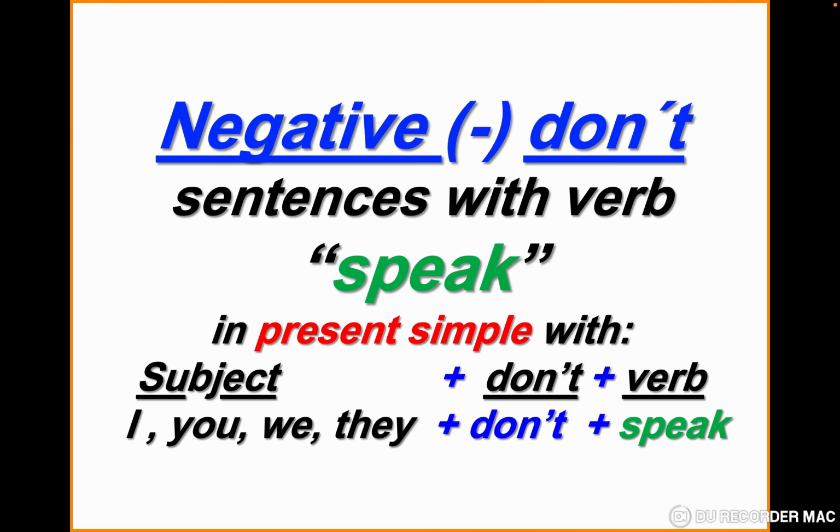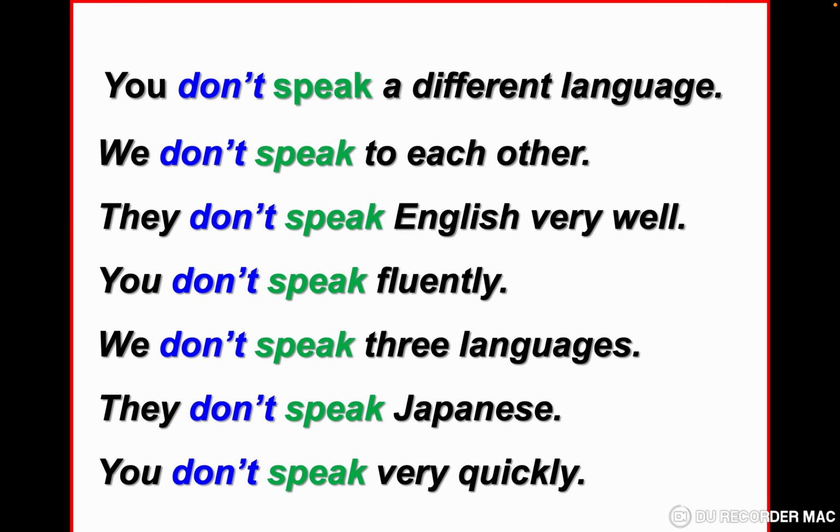Let's see the negative form. You don't speak a different language. We don't speak to each other. They don't speak English very well. You don't speak fluently. Fluently means very well. We don't speak 3 languages. They don't speak Japanese. You don't speak very quickly.